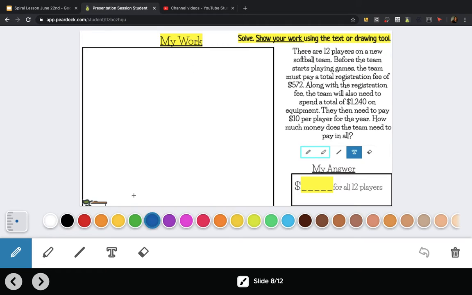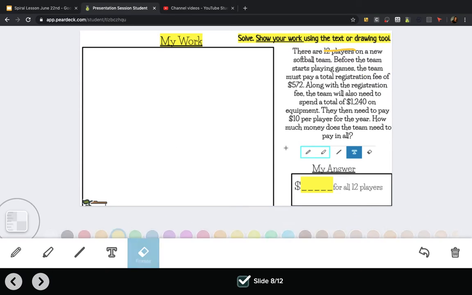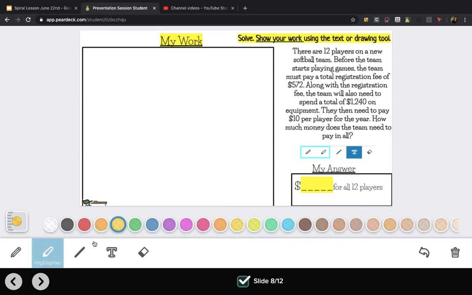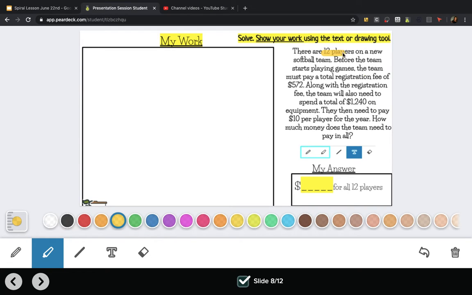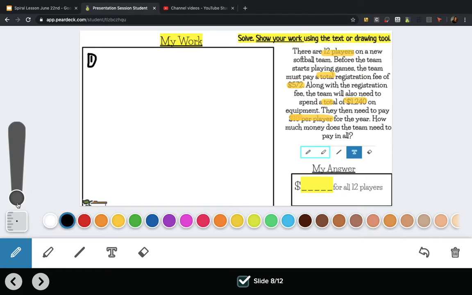I'm going to read this a second time, highlight important information. 12 players. Total. Okay, after reading this, I can tell it's a multi-step problem. So I'm going to start by labeling my steps. I'm going to start with step number 1. I think I'm going to make this a little tinier.